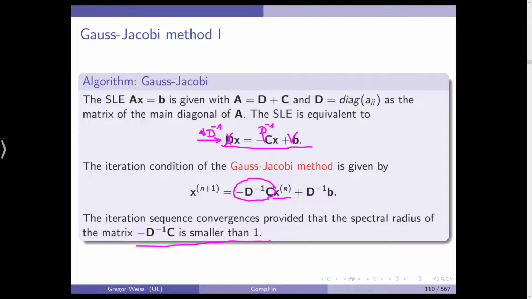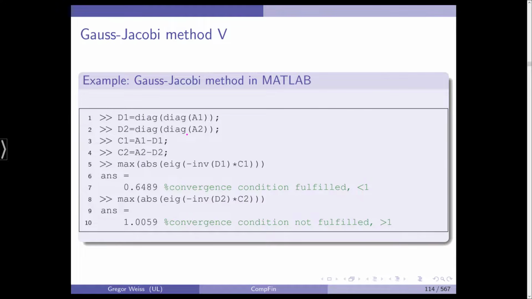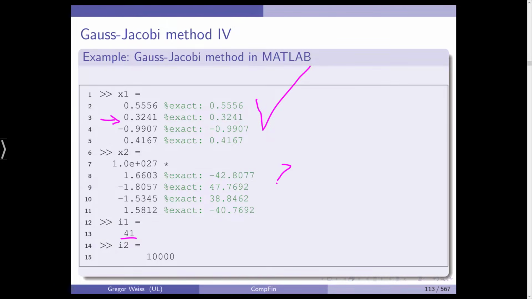The sequence converges for the Gauss-Jacobi method if the spectral radius of this matrix here is smaller than 1. And guess what? In case of the second matrix A2, we calculate the matrix, we take the eigenvalues, the maximum absolute eigenvalue, the spectral radius, and we can see in case of the first matrix the convergence condition is fulfilled. In the second case, it's barely not fulfilled. So this is why the Gauss-Jacobi method in case of A2, the second system of linear equations, fails. So we need to check this first, otherwise we run into this kind of problem.